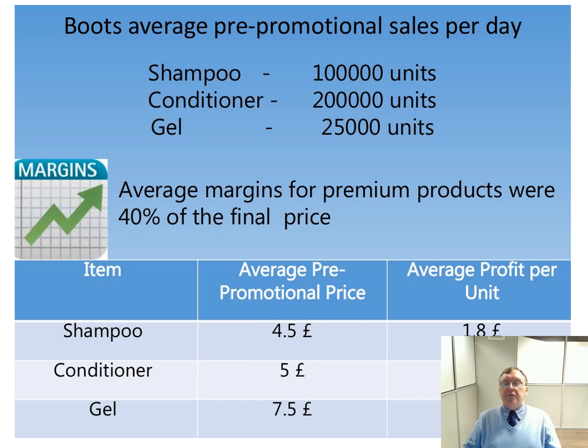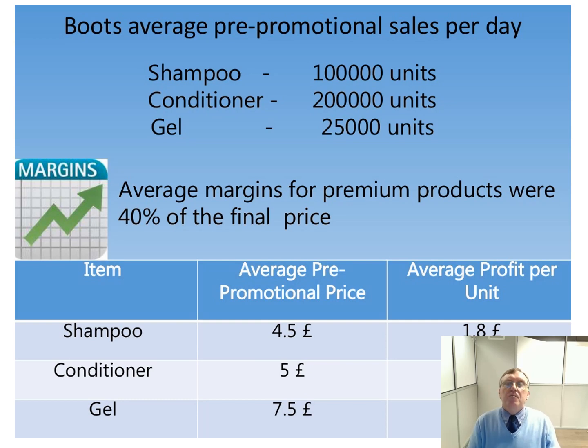So we have to know what we were doing beforehand, in other words, what we were doing prior to the promotion. We can't start working out if we've done a good job on the promotion afterwards until we already know what the sales were on average beforehand. So in this case, 100,000 units of shampoo, 200,000 units of conditioner, 25,000 units of gel.